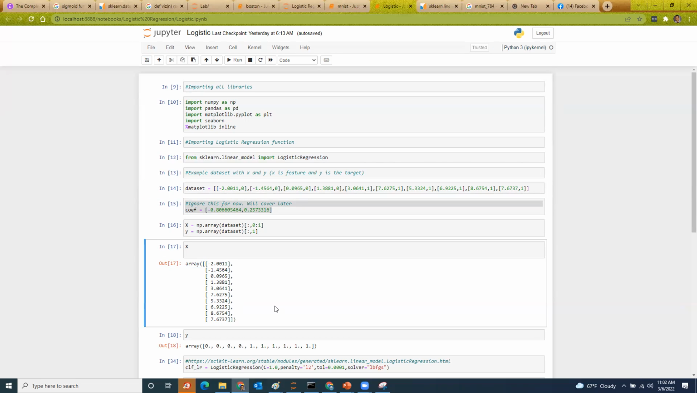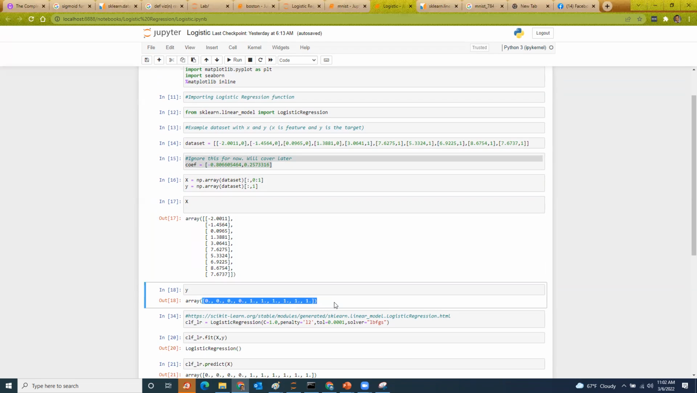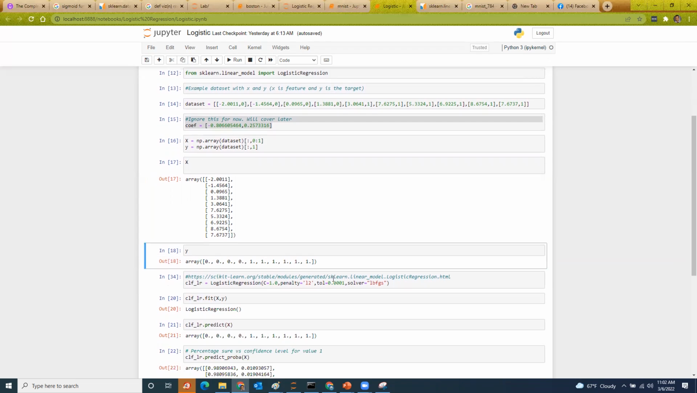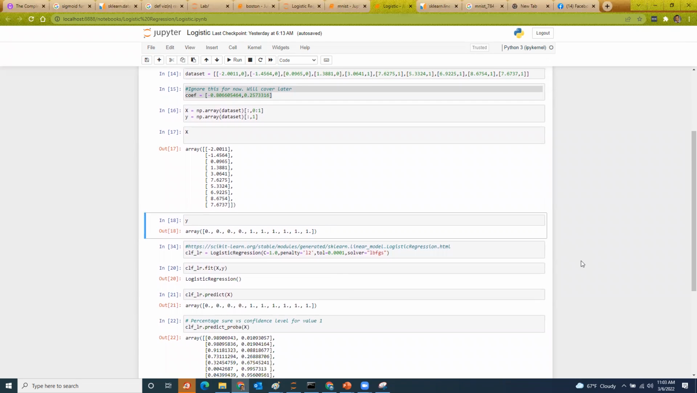So we have 2 arrays. One is the X array, and the second one is the Y array. This is the target. Y is the target always. X is what we are using to predict those values. So if you look at the Y, it is either 0 or 1. So that's a typical classification problem, a categorical problem.